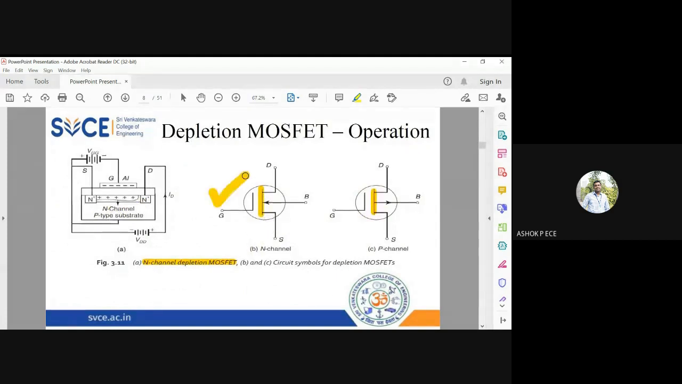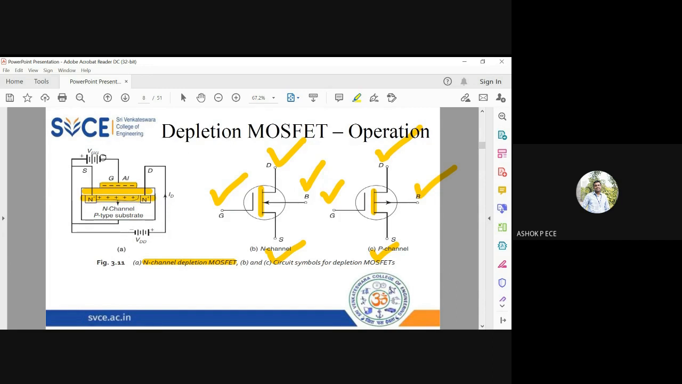The same way: gate, drain, source, and the second gate, or you call it a substrate. Gate, drain, source, and substrate. And for construction, I take a P-type substrate. I take an N plus region, and in the same way metal, oxide, semiconductor. And here, for depletion MOSFET, it is going to be the reverse.